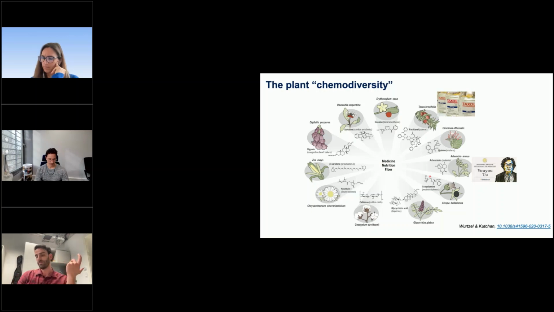One very active research area in our lab is indeed the discovery of new plant natural products that could one day become a successful drug or find any other application relevant for our society.